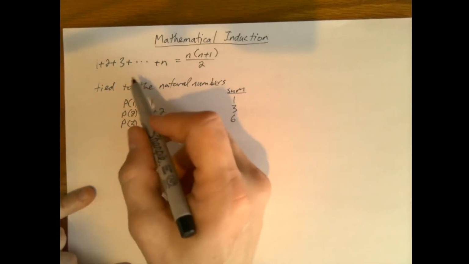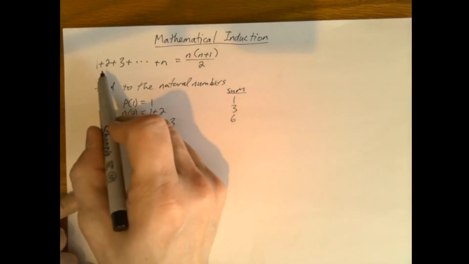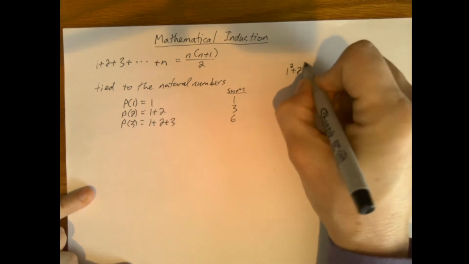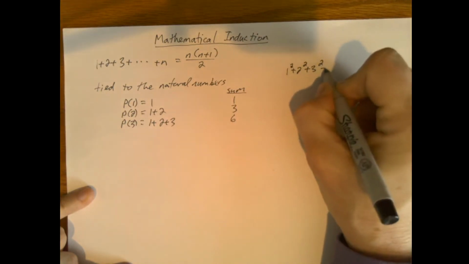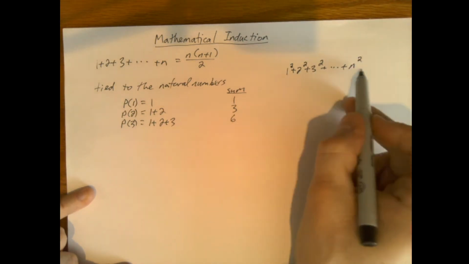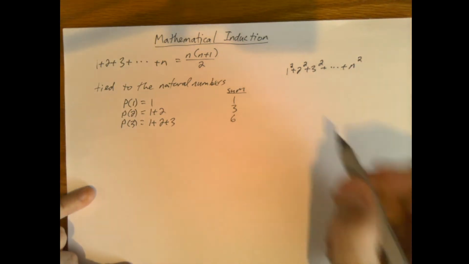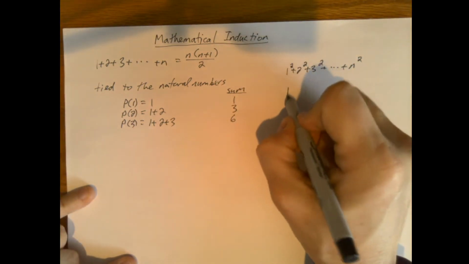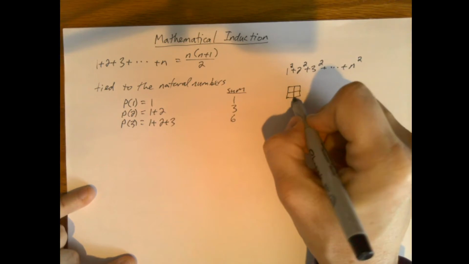Because when we say associate with the natural numbers, it doesn't have to be this obvious. It could have been something like this: 1 squared plus 2 squared plus 3 squared plus ... plus n squared, right? There's the association with the natural numbers. We could have problems like this. We won't do any of these proofs.